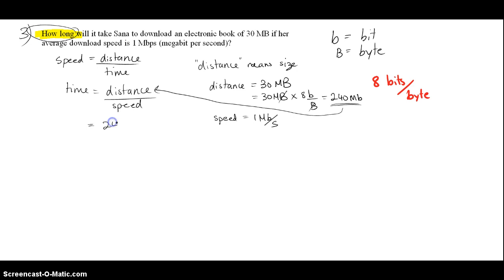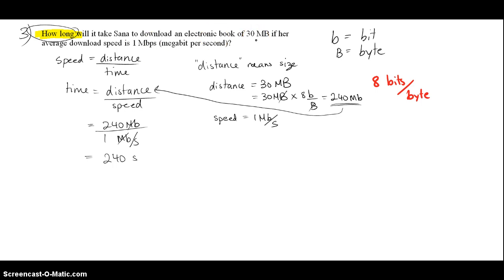So I've got 240 megabits, notice the small b as opposed to the capital B, over the speed of 1 megabit per second. And then when we deal with the units, obviously 240 divided by 1, the megabits cancel out, and since this is on the denominator of the denominator, it ends up inverting and multiplying, so we end up getting 240 seconds as our answer for how long it will take Sana to download this electronic book.